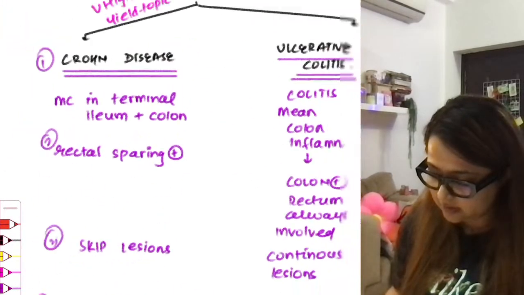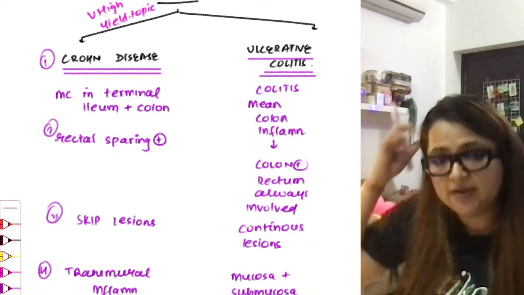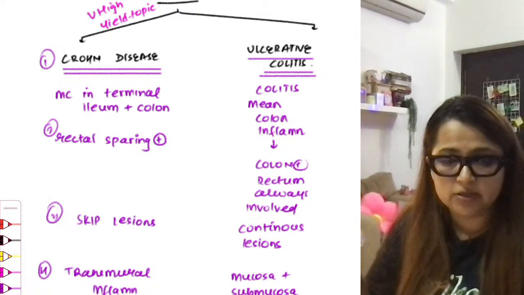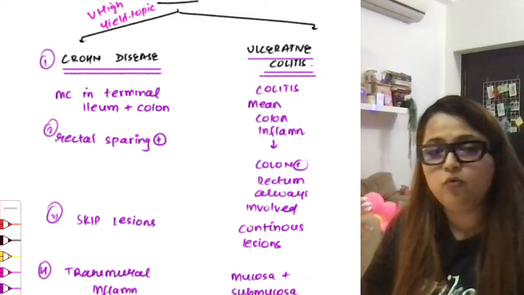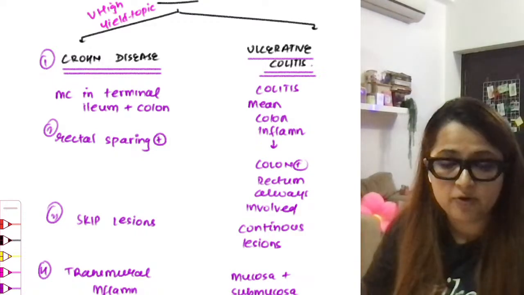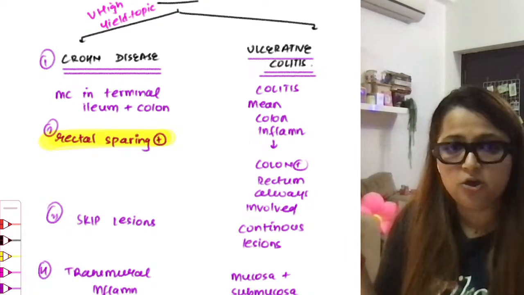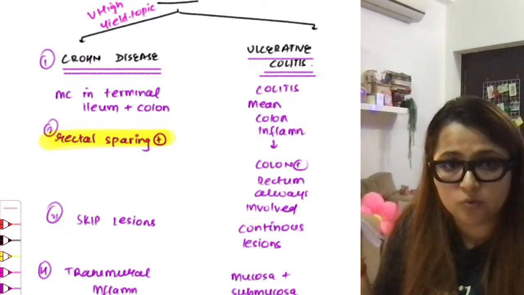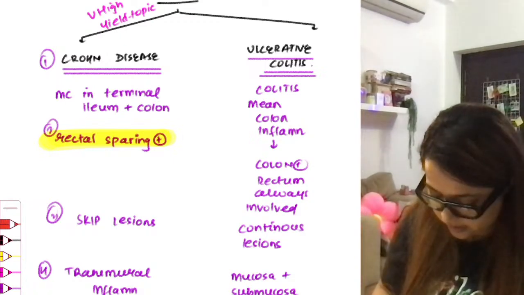Now, let us do the difference between Crohn disease and ulcerative colitis. This is very high yield. Okay. So Crohn disease, number one, the most important point here: it could involve any part of the GI tract except for the rectum. So everywhere it could happen in the GI tract except for the rectum. So rectal sparing is seen in case of Crohn disease. This is a very important point.